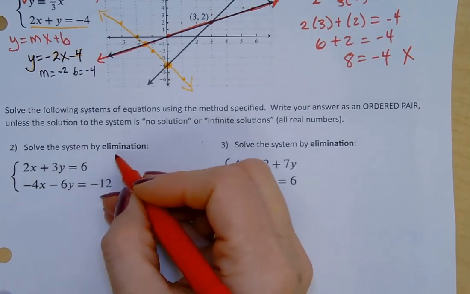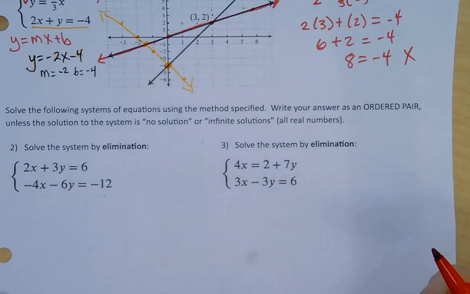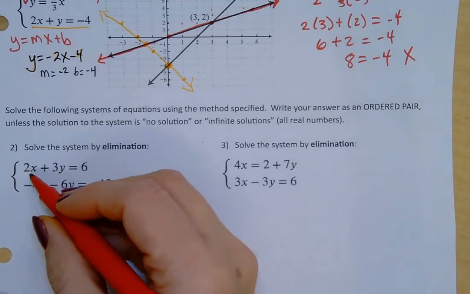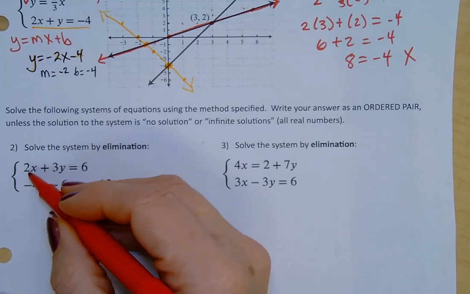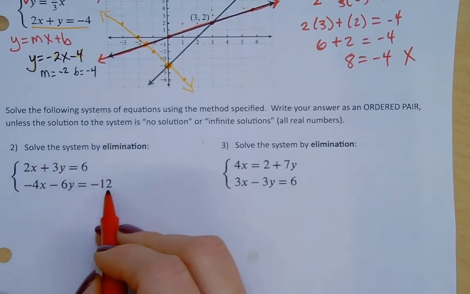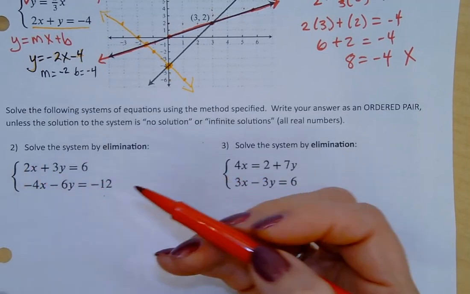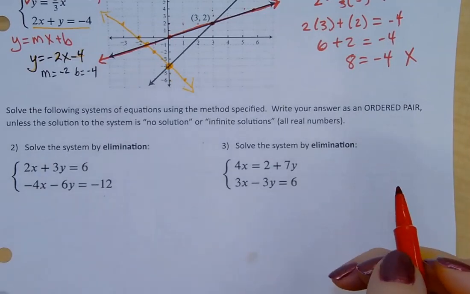So if I want to solve using elimination, I want to make sure everything's lined up, and then I'm going to try to eliminate one of the variables. Okay, and so I look at my coefficients, 2x plus 3y equals 6, I have 2x. On the next problem, I have negative 4x minus 6y equals negative 12. So I'm looking at these coefficients, everything's lined up properly, but I don't have any opposites. So I need to fix that.